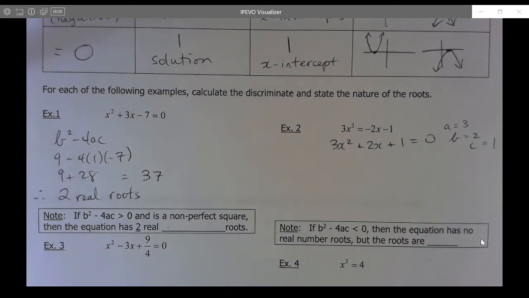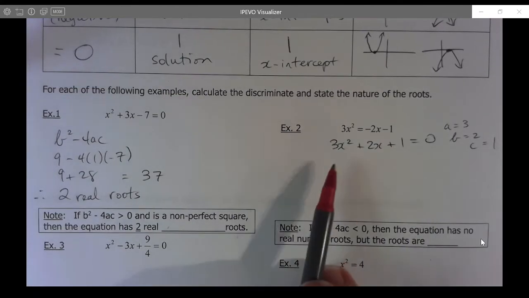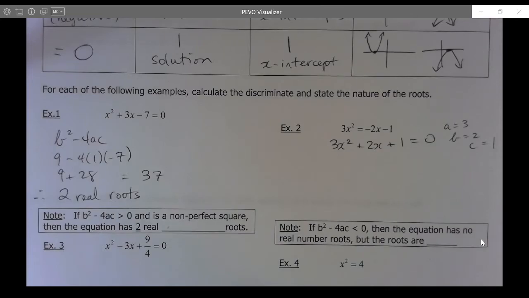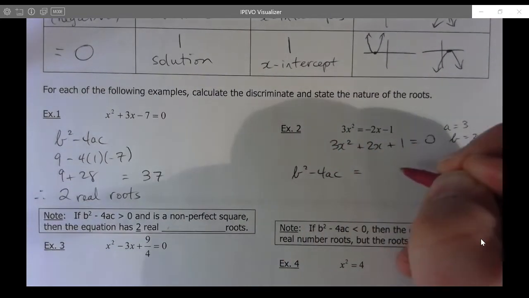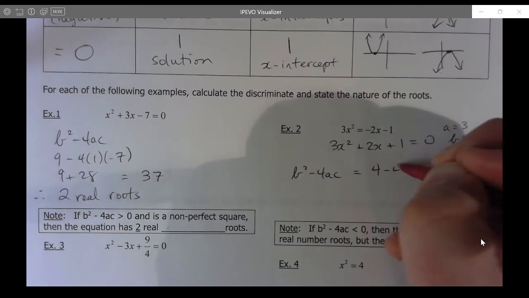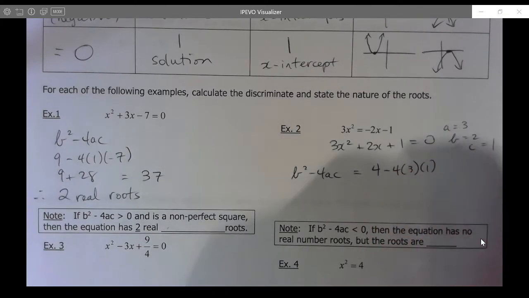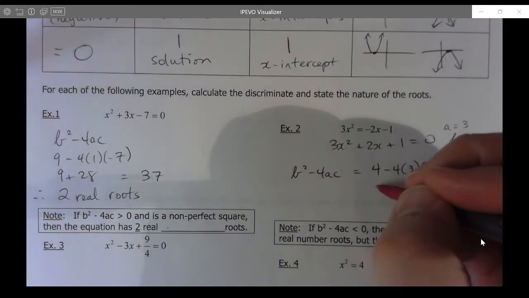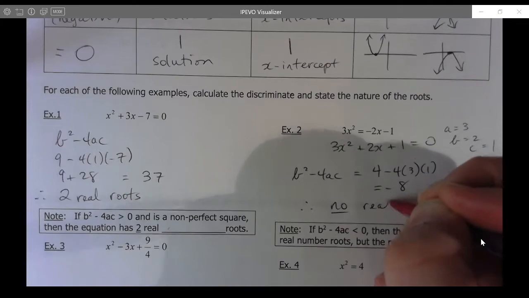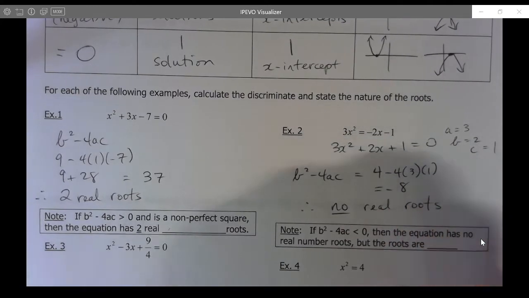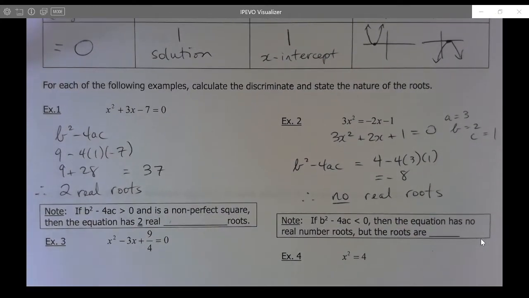You can't use the discriminant. In fact, you can't use the quadratic formula at all unless you are in ax squared plus bx plus c form. So b squared minus 4ac is equal to 4 minus 4 times 3 times 1. And 4 minus 12 is negative 8, therefore no real roots. This quadratic would not cross the x-intercept.